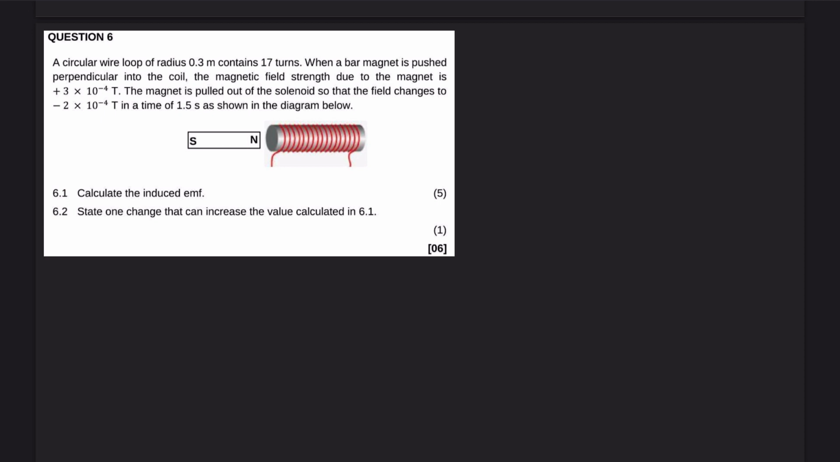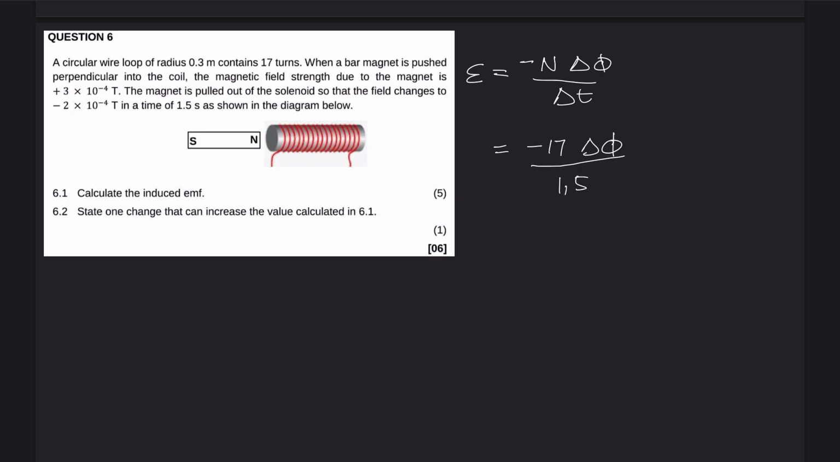So we go to our EMF equation. E equals minus N delta phi over delta T. Now here it's completely up to you. If you prefer to solve everything all at once, then you absolutely can. But if you prefer to work things out separately, then that's also an option. For this example, let's do it separately, because remember, we don't have all the quantities. We know N is 17, right? So minus 17 delta phi divided by, and they tell us the time is 1.5.